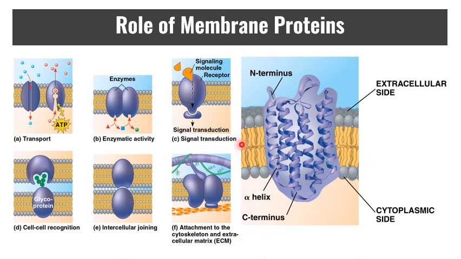The integral proteins that go all the way through are going to be transmembrane. They're going to be made of both polar and nonpolar structures, and they're going to be more involved with things like transport. Whereas the peripheral proteins that are on the outside, they're not embedded. They're typically going to be more polar in nature, and they're going to be more for communication and reception.